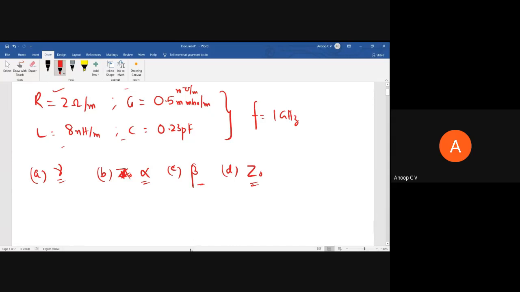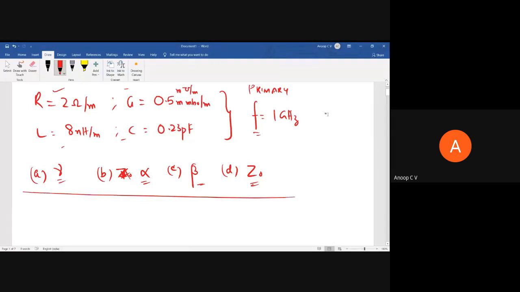Right. So the question is: the following parameters of a transmission line are given. R, L, G, and C are the primary distributed parameters, or primary constants, of a transmission line. And frequency is given. You are asked to find gamma, alpha, beta, and Z naught. Gamma is the propagation constant, alpha is the attenuation constant, beta is the phase constant, and Z naught is the characteristic impedance. This is the question, right? It's quite straightforward.